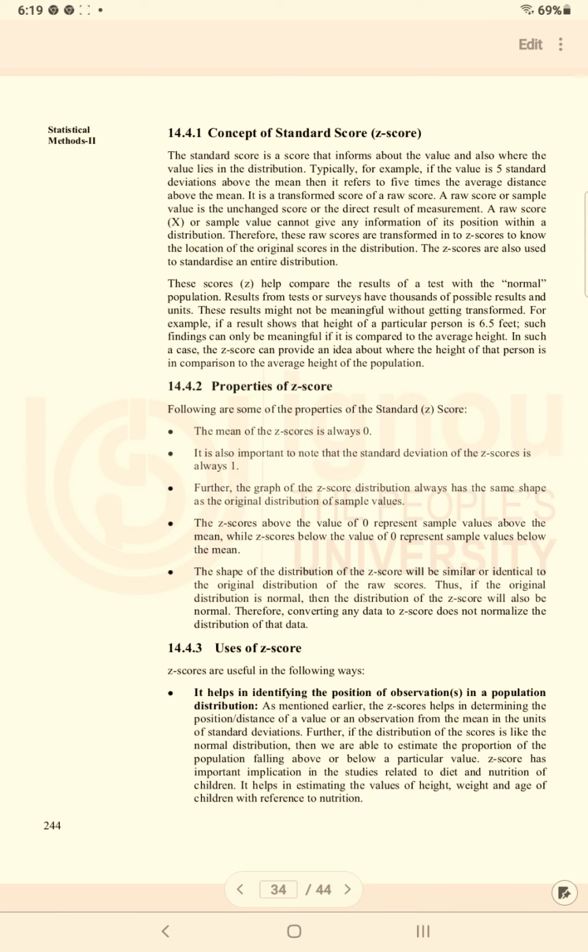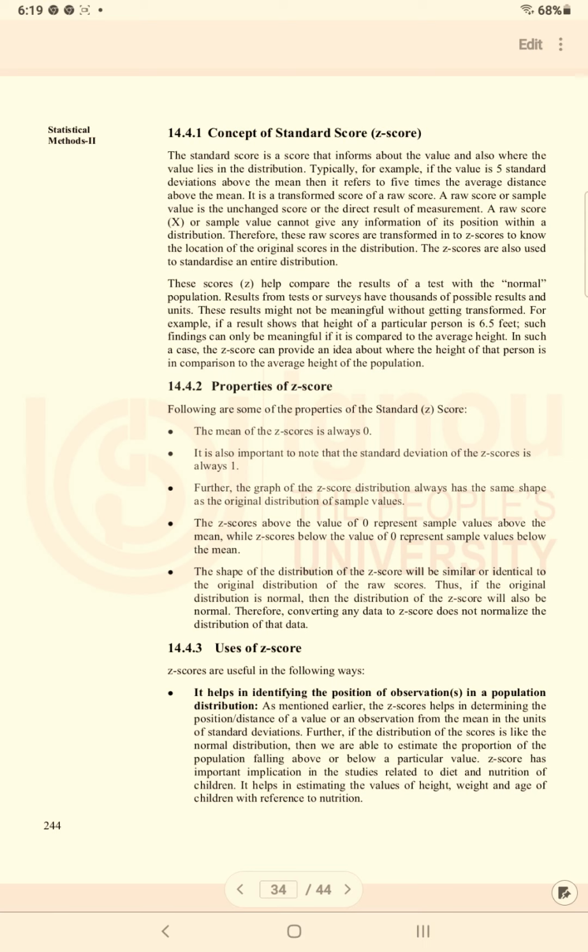Results from tests or surveys have thousands of possible results in units. These results might not be meaningful without being transformed. For example, if a result shows that the height of a particular person is 6.5 feet, such a finding can only be meaningful if it is compared to the average height. In such a case, the z-score can provide an idea about where the height of that person is in comparison to the average height of the population.